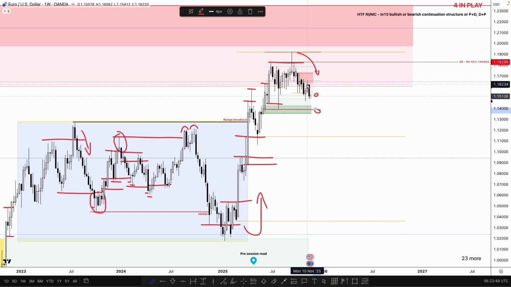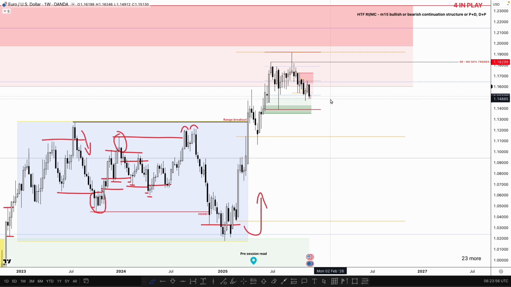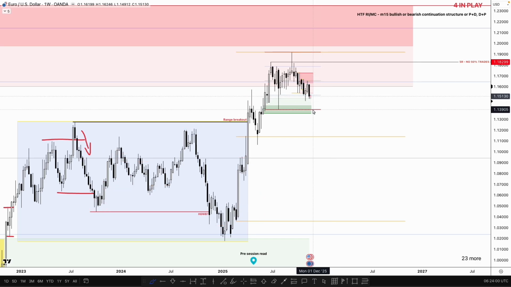We've reacted from the edge, pulled back into the range, and potentially this week we're going to see continuation here to the downside into this low. So that's the two things I'm anticipating this week. We're either going to get continuation down into the low that we have here of the range. If that happens, I'm going to continue to sell here for the week. So I'm going to be looking for bearish continuations on the 15.